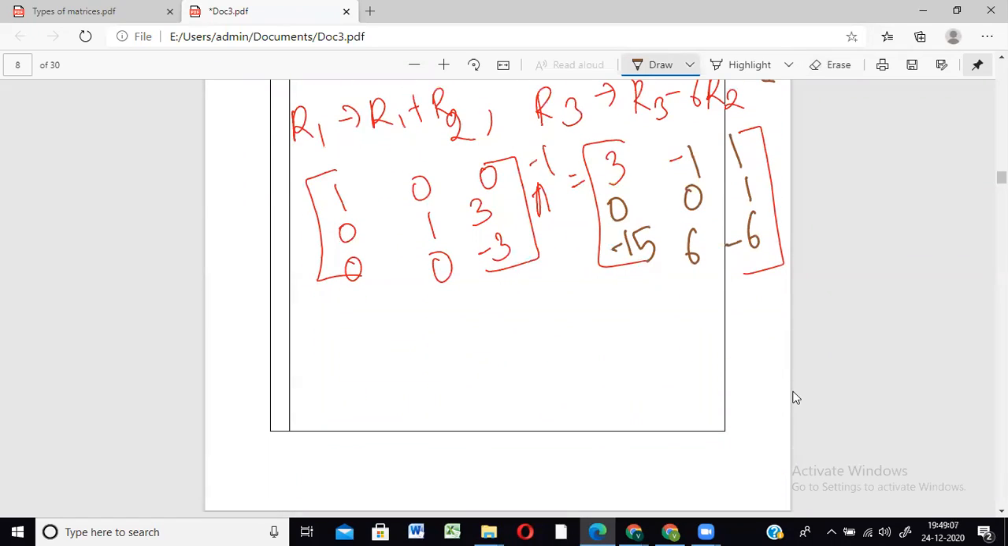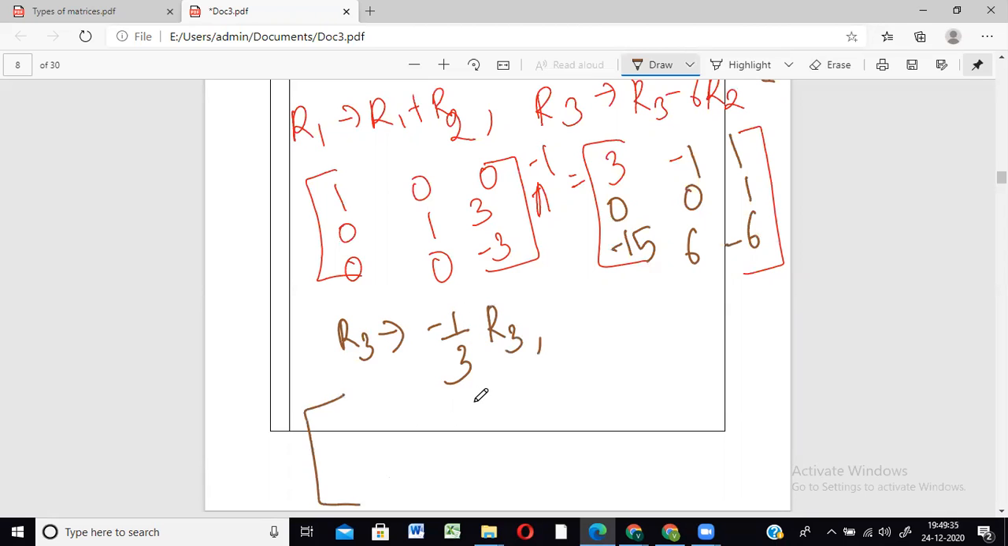Okay, so we're almost done. What are the things that we want to change? This thing should be 0. This thing should be 1. Correct? So we can make this 1 first. How are we making that 1? We can divide throughout by -3 to make this 1, correct? So R3 can be changed to -1/3 R3.